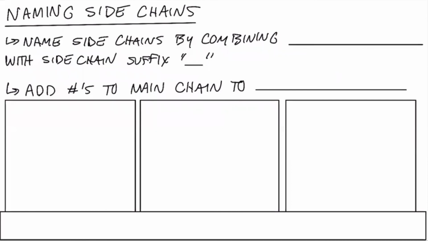So in order to name the side chain, you want to count up how many carbons are there and take that number of carbons base name and add a different suffix to it. And that suffix is YL. So we'll give an example here in a second. And then you're going to add some numbers to your main chain to tell us where this side chain is.